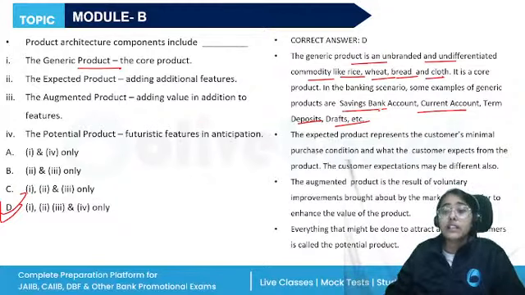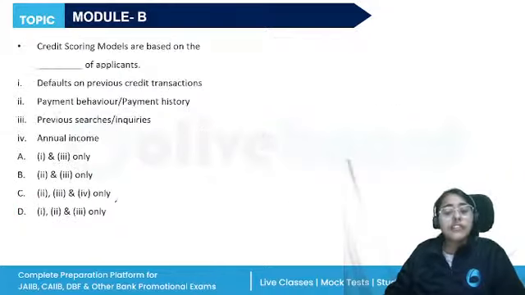Then expected product is something that the customers expect, minimal purchase. For example, along with the savings bank account, a passbook is minimal expectation. Then the augmented product is a result of making voluntary improvements, like along with the Pradhan Mantri Jan Dhan Yojana account, insurance and pension products are offered to the applicants.